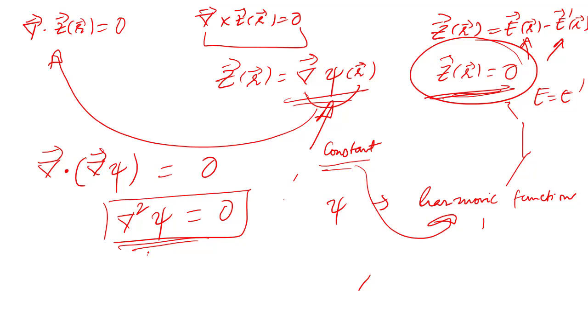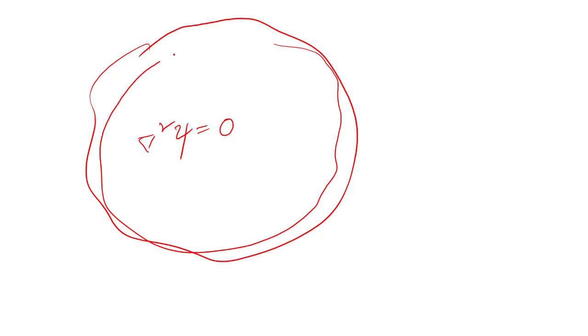So now let's assume that there is some volume here, and within this volume we have a psi which satisfies this del square psi is equal to 0, right? And we know the boundary condition, that E of R on the boundary should be equal to h of R. We're given that, the boundary condition, and within the volume del square psi is equal to 0.